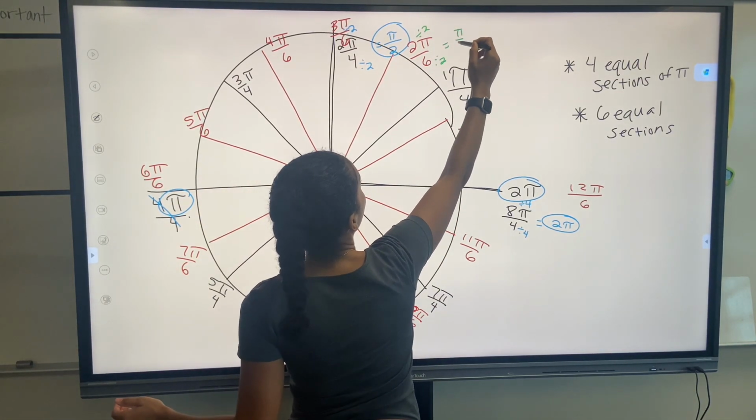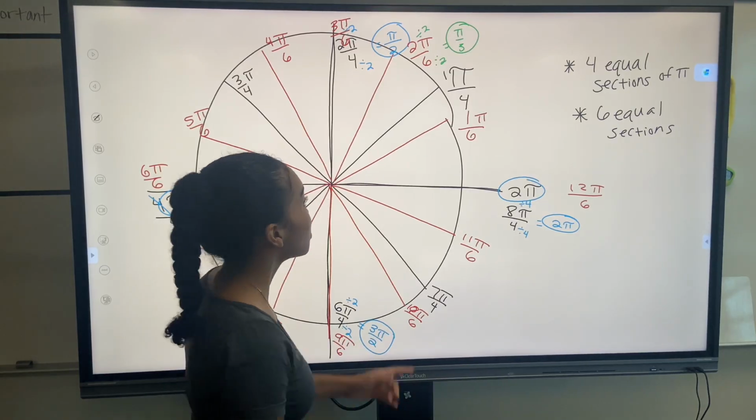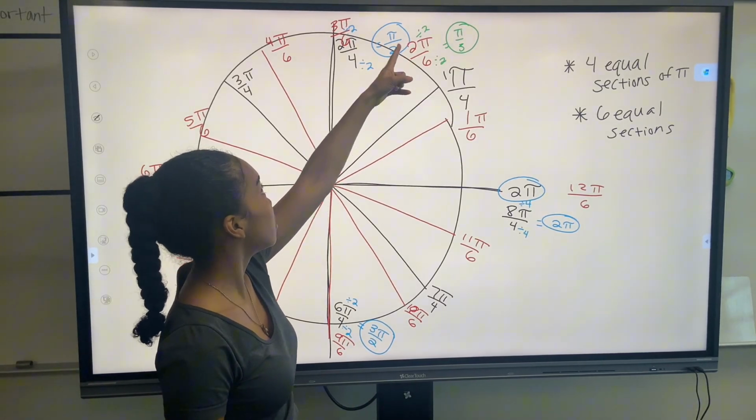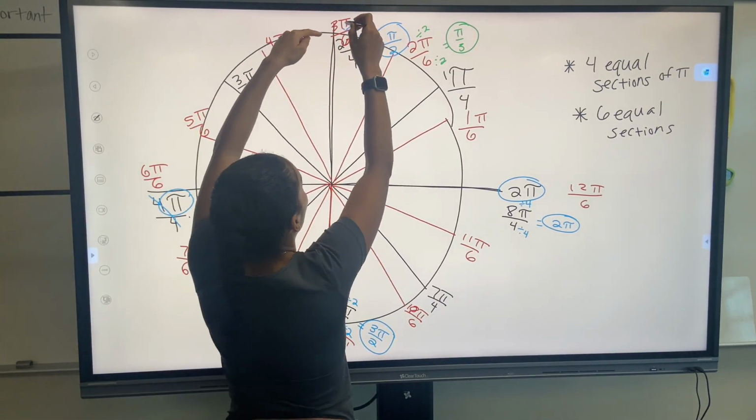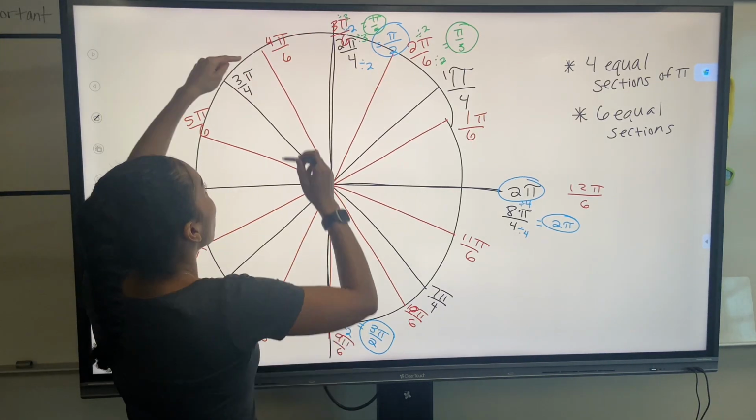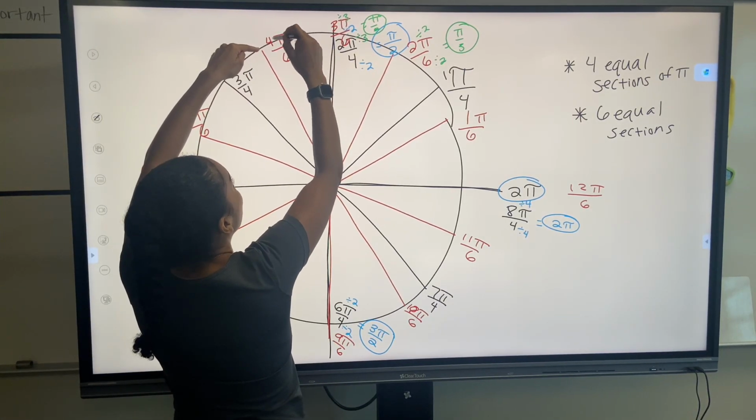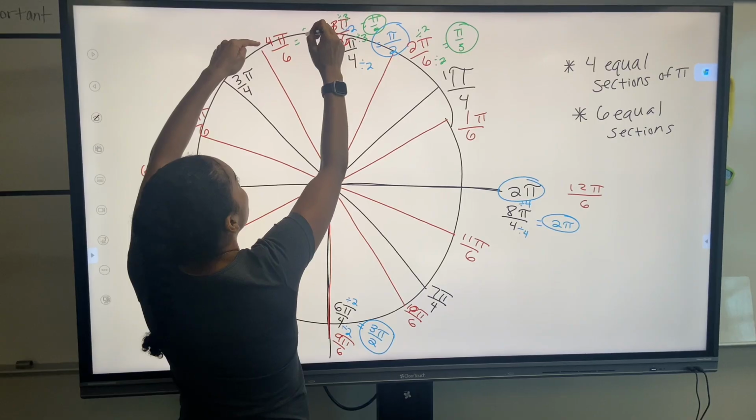You'll get pi over 3. This one's pi over 6. This one's pi over 3. This one, you're going to get pi over 2 again. This one, simplify it. Divide the numerator and the denominator by 2. You'll get 2 pi over 3.